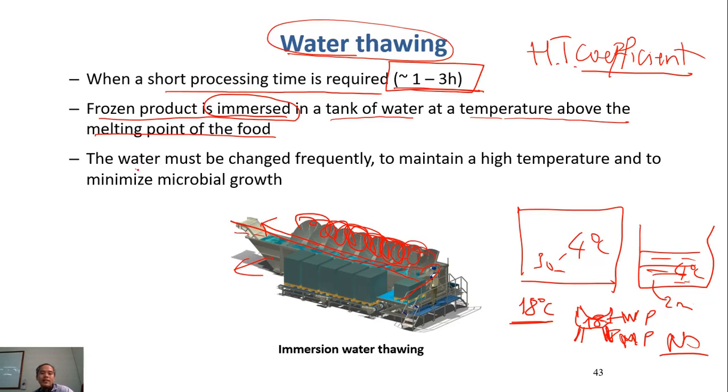Okay, water must be changed frequently. Why? To maintain high temperature and to minimize microbial growth, not to accumulate the contamination. If you don't change water, the temperature is going down, and then you cannot thaw efficiently, and also a lot of microbial grow, a lot of microorganisms inside, accumulated.